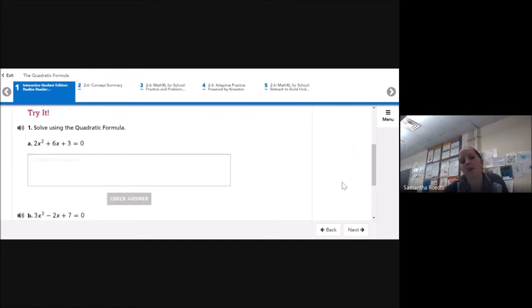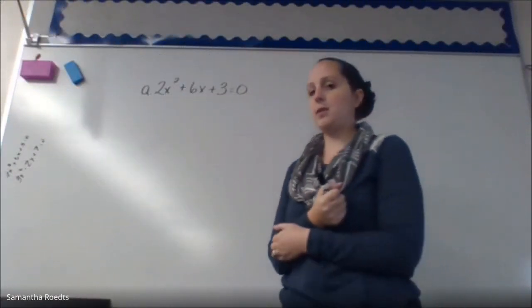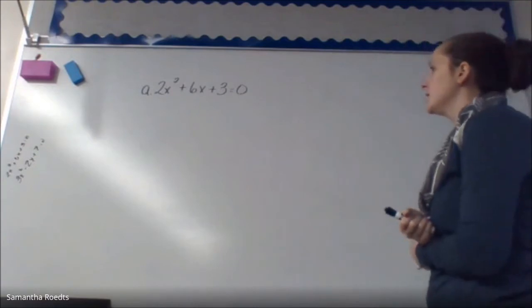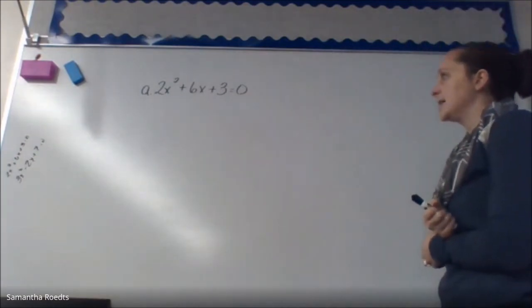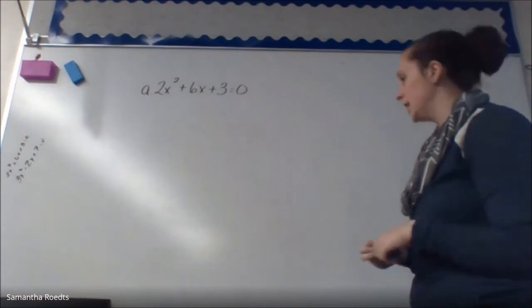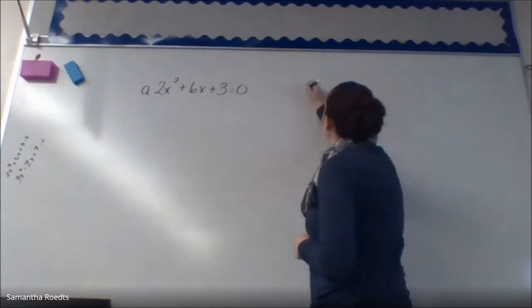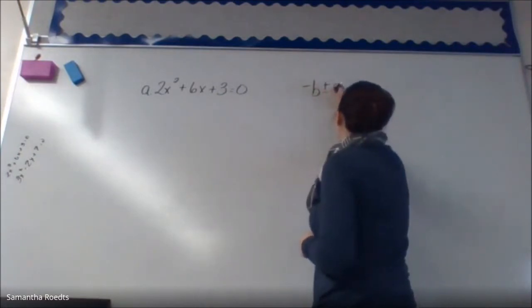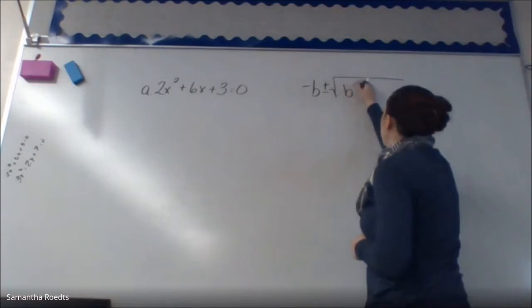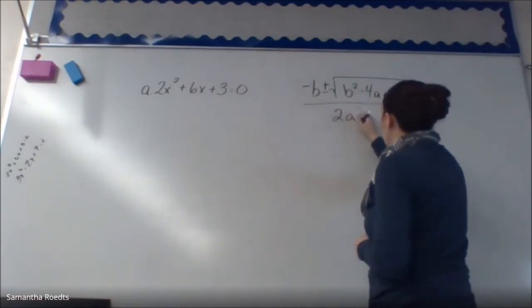All right, so let's try it out. Solve using the quadratic formula. 2x squared plus 6x plus 3 equals 0. All right, so these are the first two examples. So the first example is 2x squared plus 6x plus 3. And we want to solve these using the quadratic formula. So the quadratic formula, again, is negative b plus or minus the square root b squared minus 4ac all over 2a.